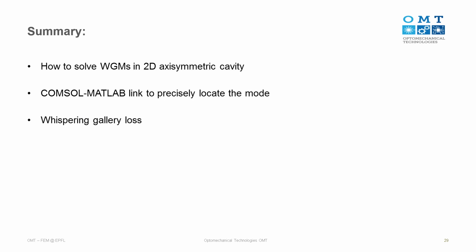So finally, to conclude my part, I hope that after looking at the different files, and after the exercise session, you have a way to learn how to solve the WGM in 2D axisymmetric cavities. And you briefly know the COMSOL MATLAB link to precisely locate the mode. I hope you all understand the convergence and the iteration, and why we need that. And the last part is regarding the whispering gallery loss. If you're still not that clear, so read papers. I think that's all from my side. Thank you.